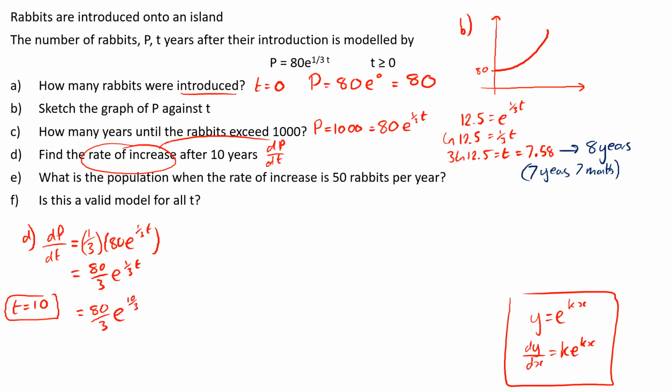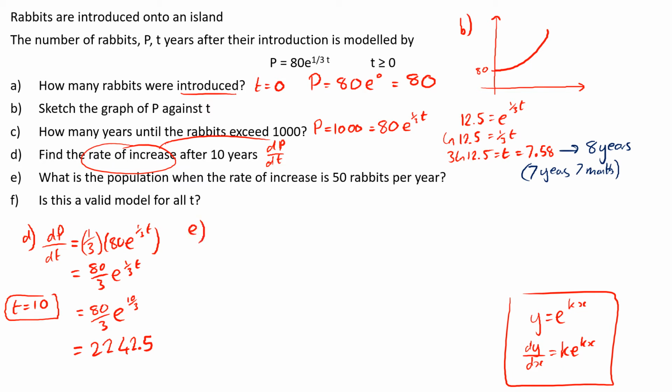This is going to be quite a big answer, I think. Yeah, so that gives us 2,242.5 rabbits per year. That is not the amount of rabbits, that's how fast they're increasing. Every year is adding 2,000 more rabbits. So yeah, exponential growth gets pretty big pretty fast. Okay, 2 more to go.